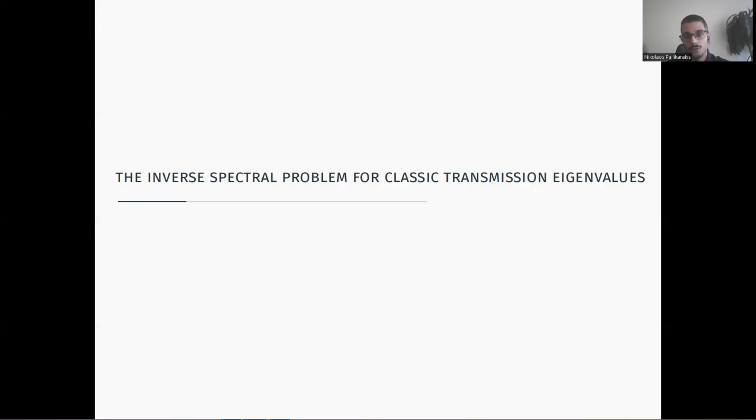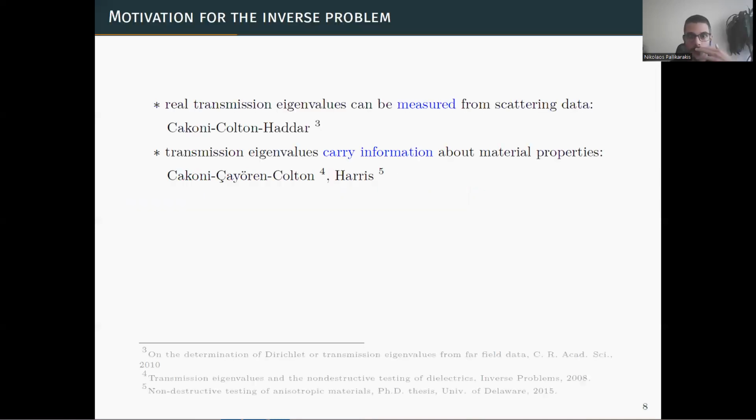So next, we're going to pass to the inverse spectral problem, where we try to use the spectral information. And there are some motivations for this problem. Firstly, real transmission eigenvalues can be measured from scattered data. This was proven in some papers. I refer here to the first of these, due to Cakoni, Colton, and Haddar in 2010. And also, it was proven that transmission eigenvalues carry information about the material properties. And this is what we're really interested in for inverse problems. And I refer to the paper of Cakoni, Kirsch, and Colton 2008, and also the PhD thesis of Isaac Harris for non-destructive testing of anisotropic materials.